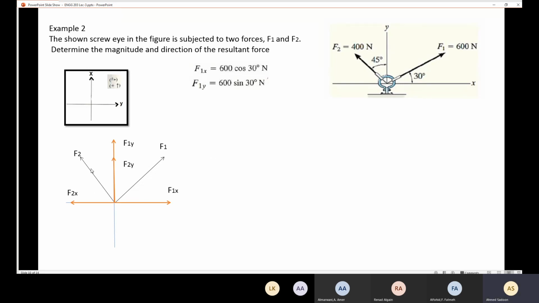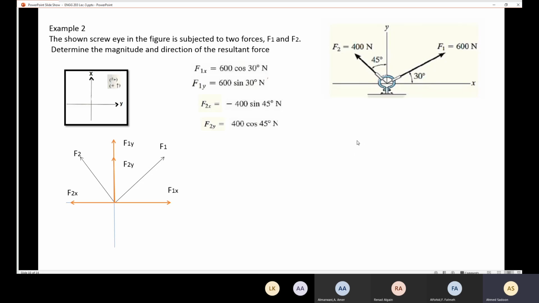Now let's get back to F2. It says that F2 is going to be decomposed into x and into y, into F2x and F2y. This one is going to be negative and is going to be multiplied by sine 45. So F2x is going to be minus 400 multiplied by sine 45, and F2y is going to be positive. It's going to be 400, F2, multiplied by cosine 45. Of course, in case you have 45, sine and cosine are the same. Even if you made a mistake, the answer is going to be correct. Now we have decomposed all the forces into their rectangular components.